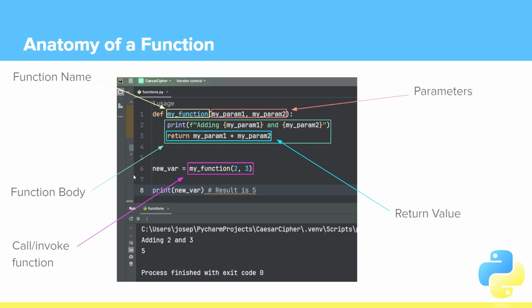And we see here on line 6, we're assigning new var, a new variable, to the output of my function. In other words, the return supplies the output. So in this instance, and we'll take a look at this here in a minute, myparam1 plus myparam2 will be returned as the output of our function and assigned, in this case, to new var. And then if we print new var, the result will be 5.